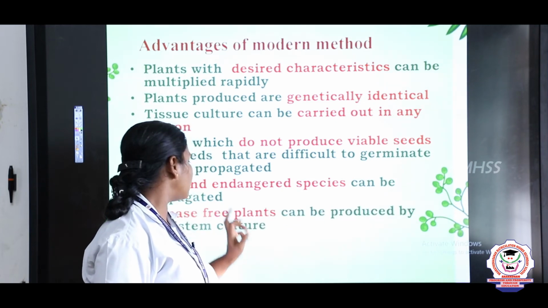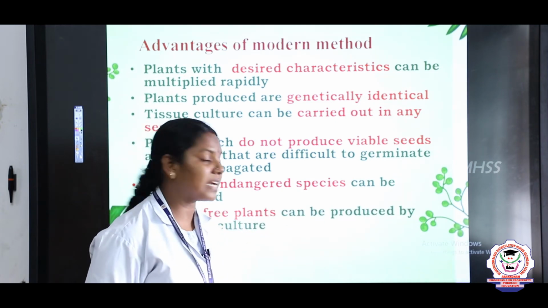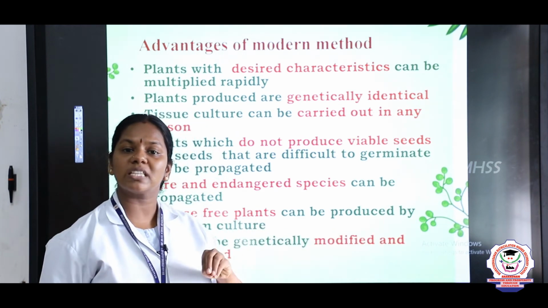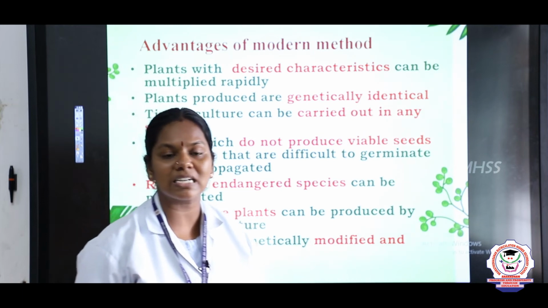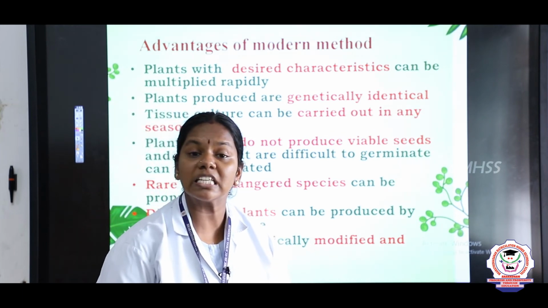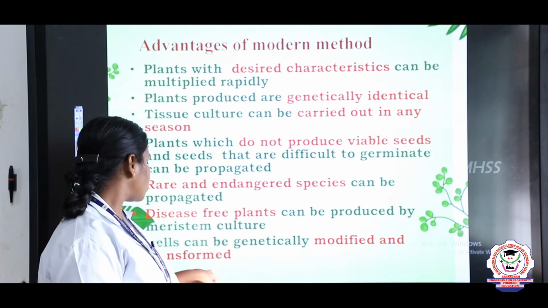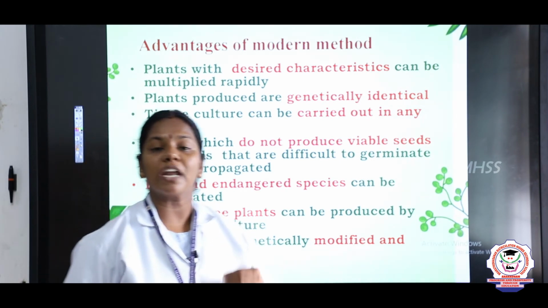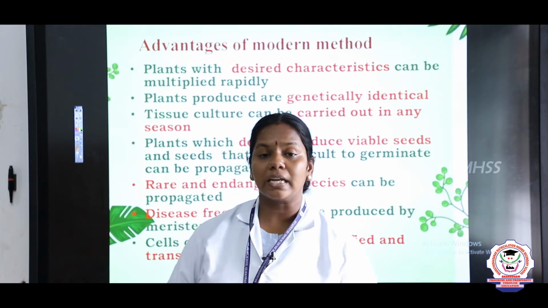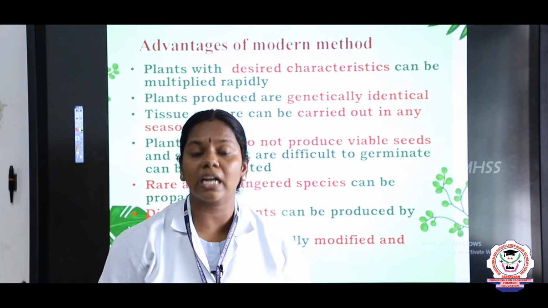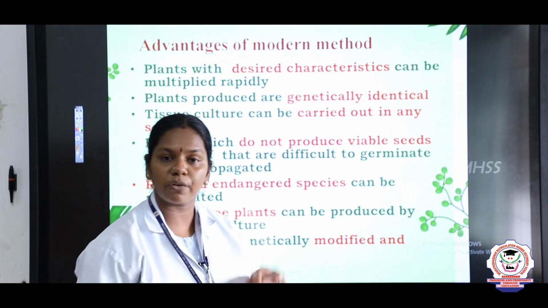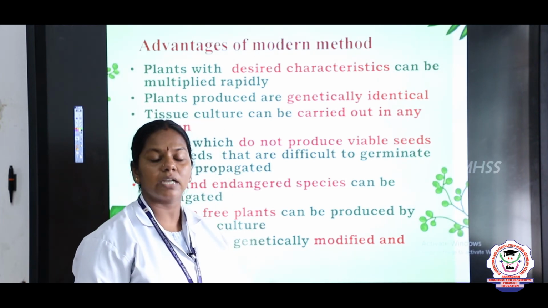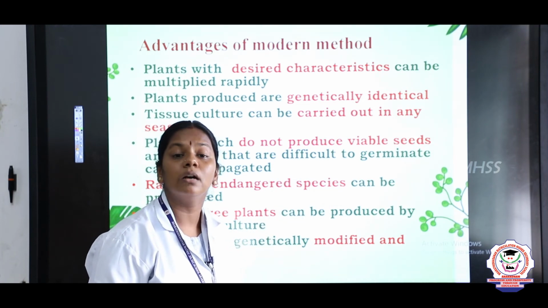And the next advantage is that disease free plants can be produced by meristem culture, right? Since we are using only a single cell, we can produce disease free plants. And the next one is that cells can be genetically modified and transformed. If any character has to be changed, we can change it, that is GMO, genetically modified organisms. We can modify the cell and transform it into the desired cell. So these are all the advantages of the modern method.